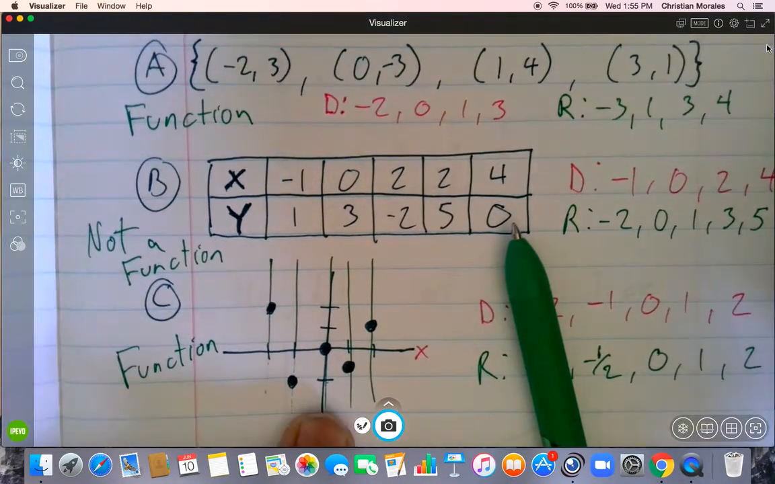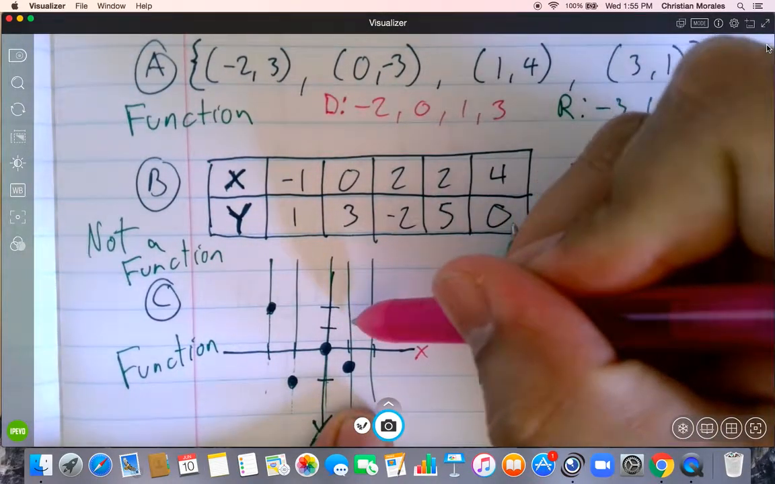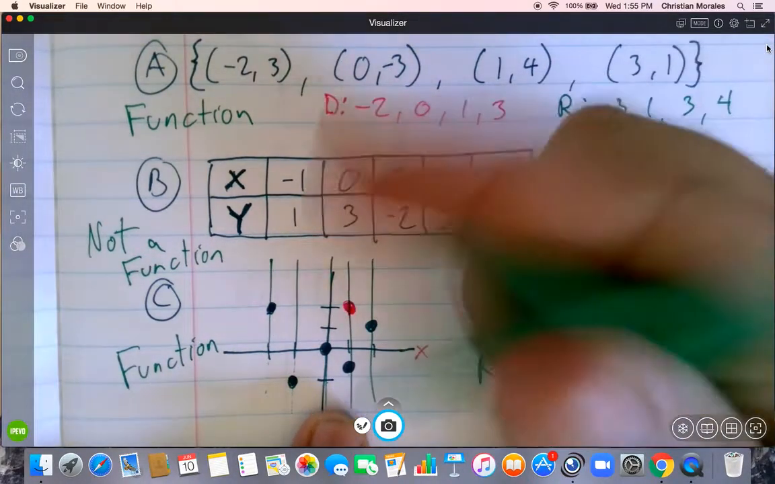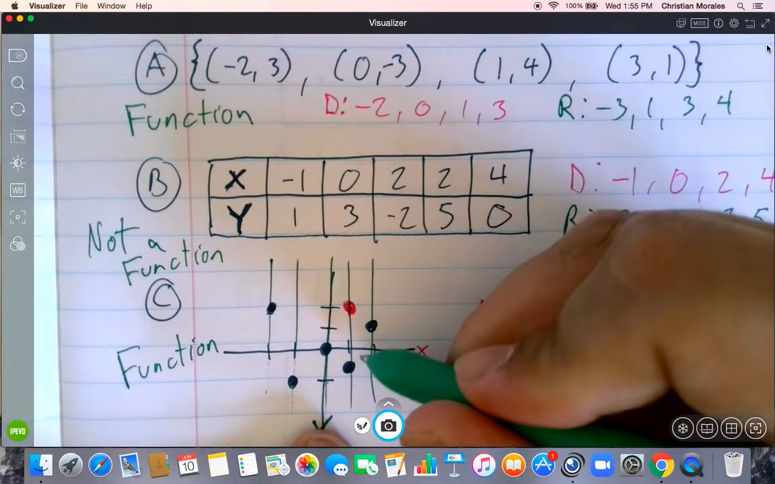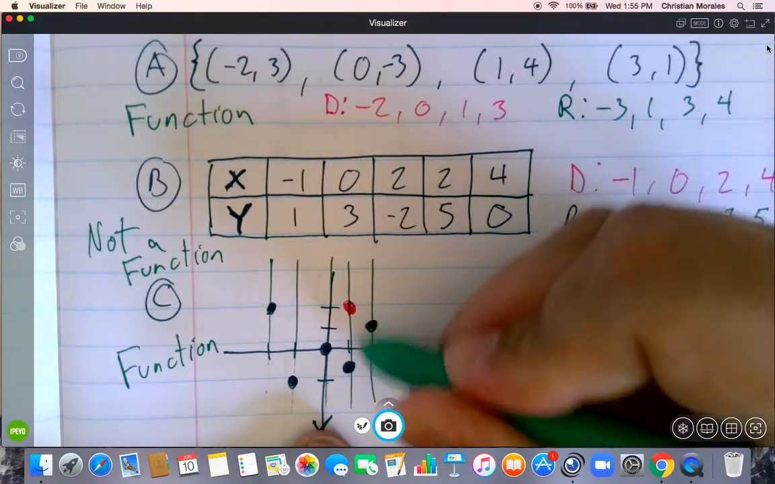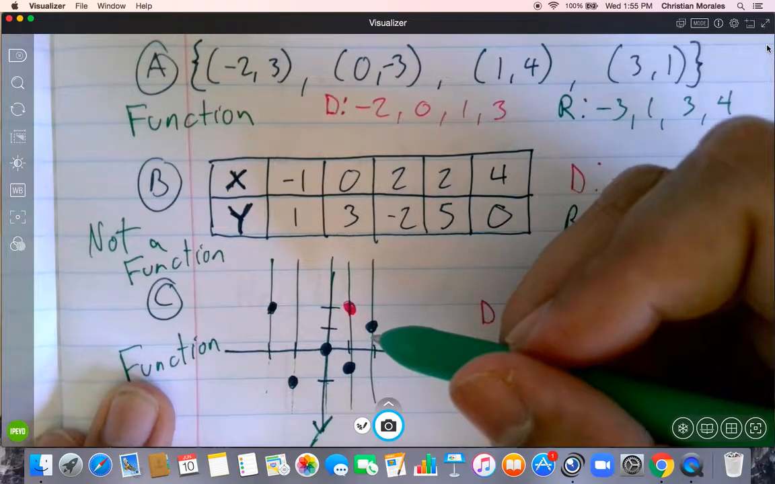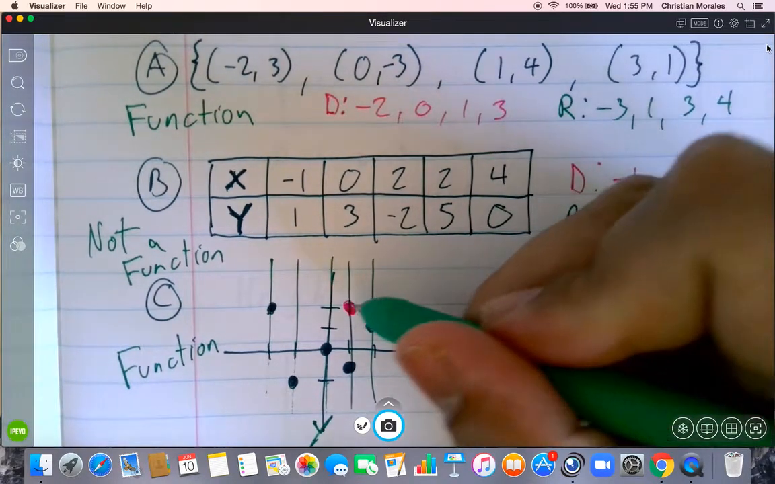Now, if there was another point, let's say right here, and when I did the vertical line test right here, oh, the number 1 has 2 points, it has 2 partners, this would not be a function. Okay? So just be aware of that. Okay, letter D.